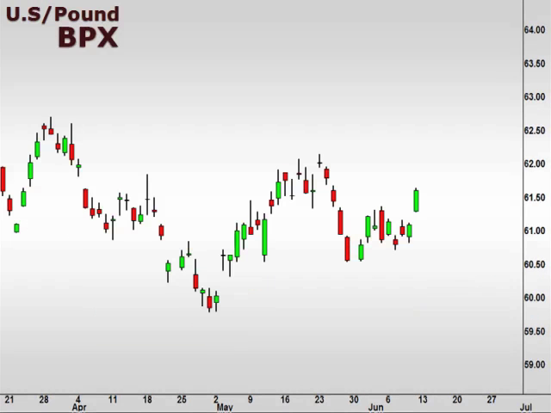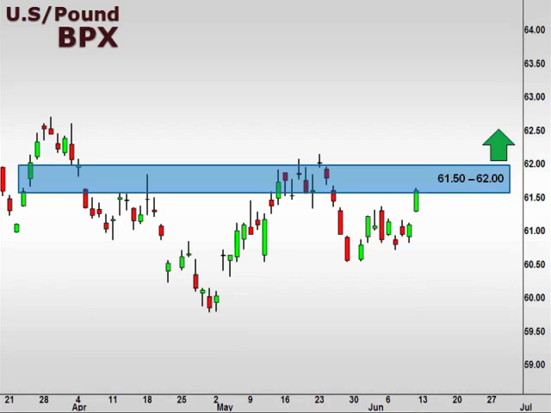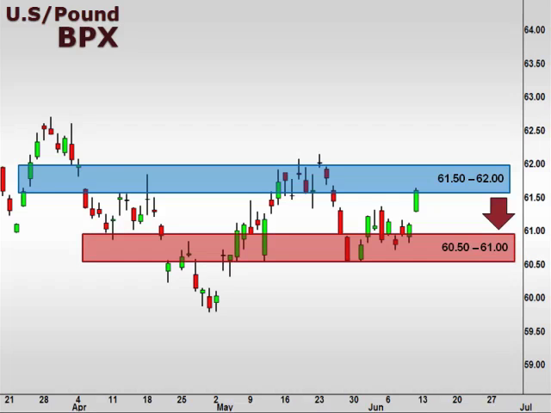Let's take a look at the BPX, the U.S. versus the British pound. Well, the BPX made a significant move last Friday with a push towards the 61.5, 62 resistance level. A break above 62 should signal a move higher. Rejection at 61.5 is likely to yield a test of the 60.5 support.